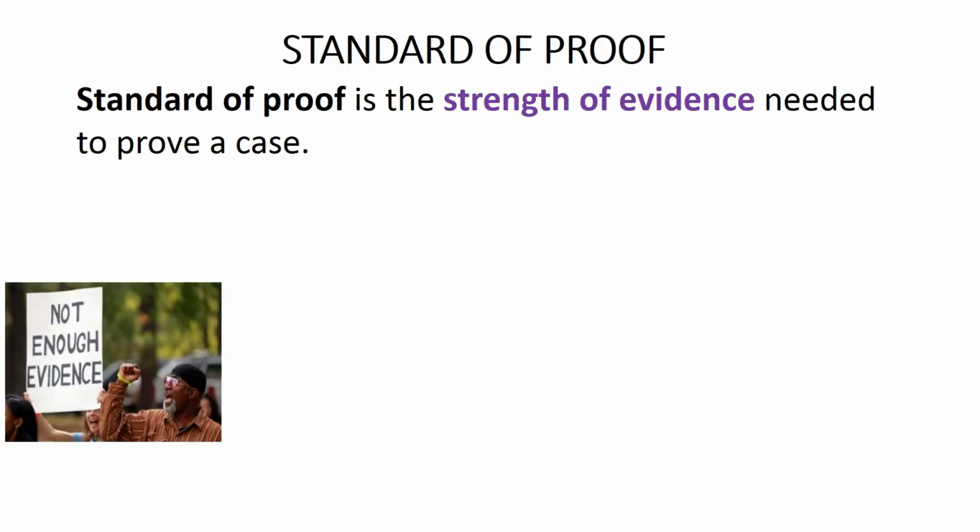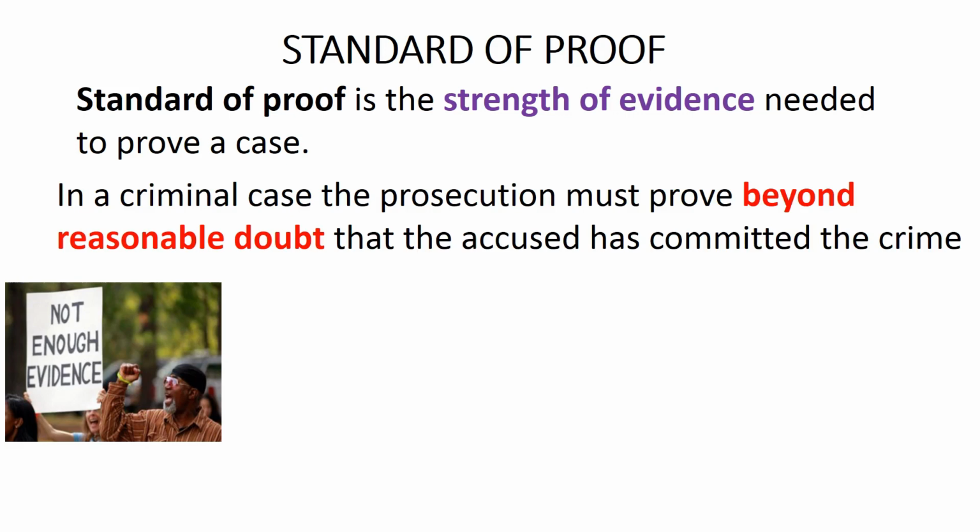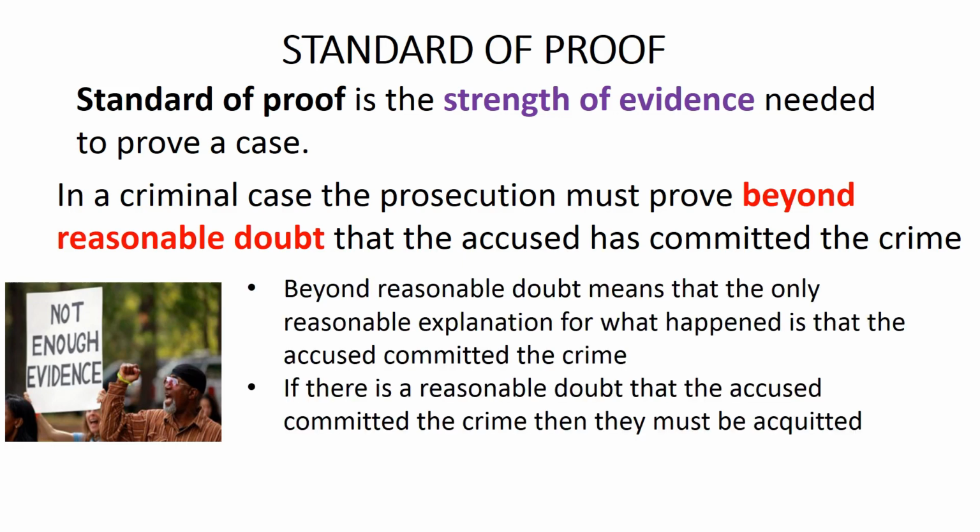The last concept that we need to look at is that of the standard of proof. The standard of proof is the strength of evidence needed to prove a case. In your vocabulary sheet, please find the term standard of proof and write this definition next to it. In a criminal case, the prosecution must prove beyond reasonable doubt that the accused has committed the crime. That is, the standard of proof in a criminal case is beyond reasonable doubt.